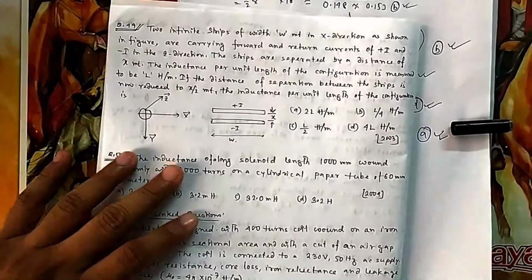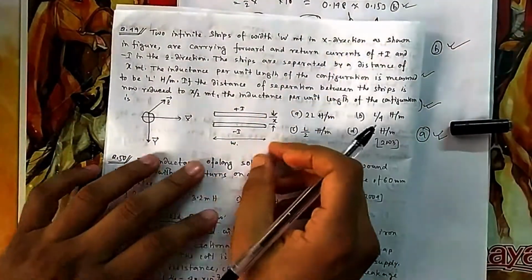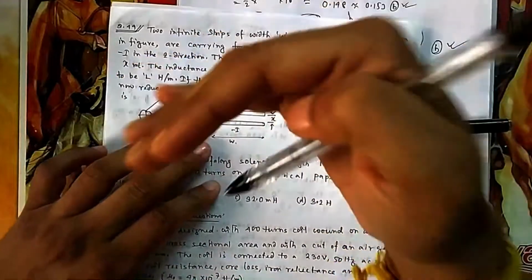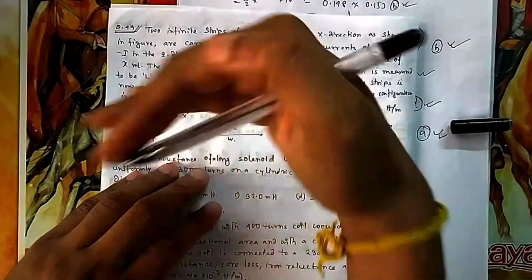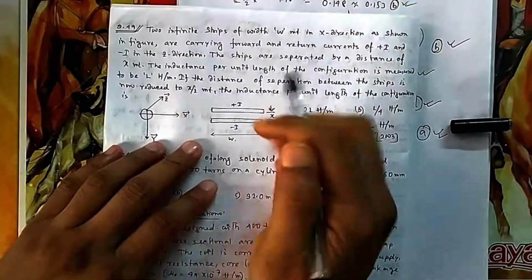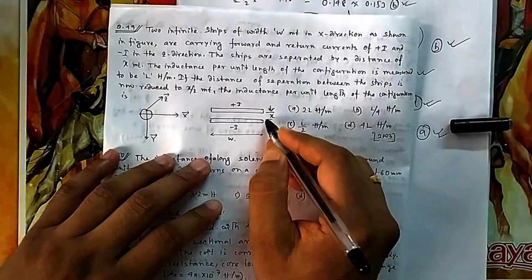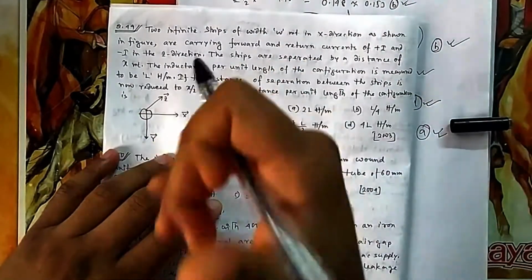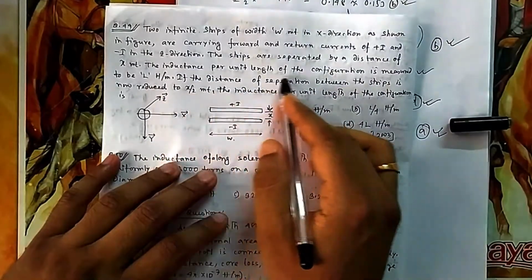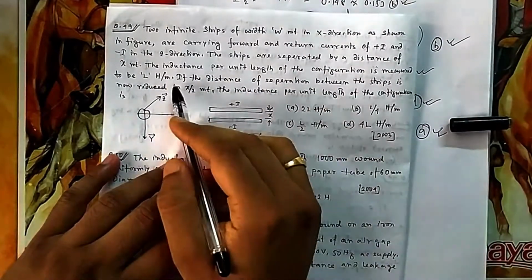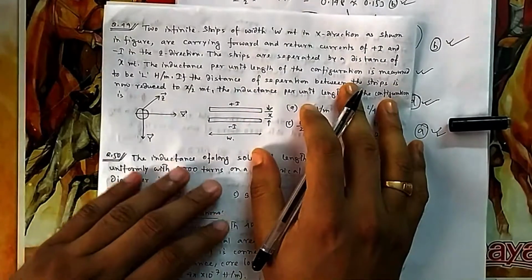The two infinite strips of width W meter, and it is infinite strip, it is in X direction as shown in the figure. Suppose this is X, this is Y, and this is my Z. So this is placed infinite strip, but the width is W. They are separated by a distance of X. One is carrying plus I, one is carrying minus I. The inductance per unit length of the configuration is measured to be L.